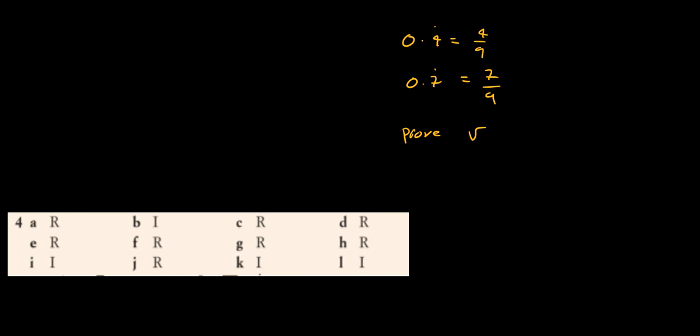If you can mark your work, and if you need some extension work to do, why not show that 0.4 recurring is the same as 4 over 9, and 0.7 recurring is 7 over 9, and why not prove that root 2 and root 3 are irrational. Okay, so that finishes our introduction to surds and irrational numbers.